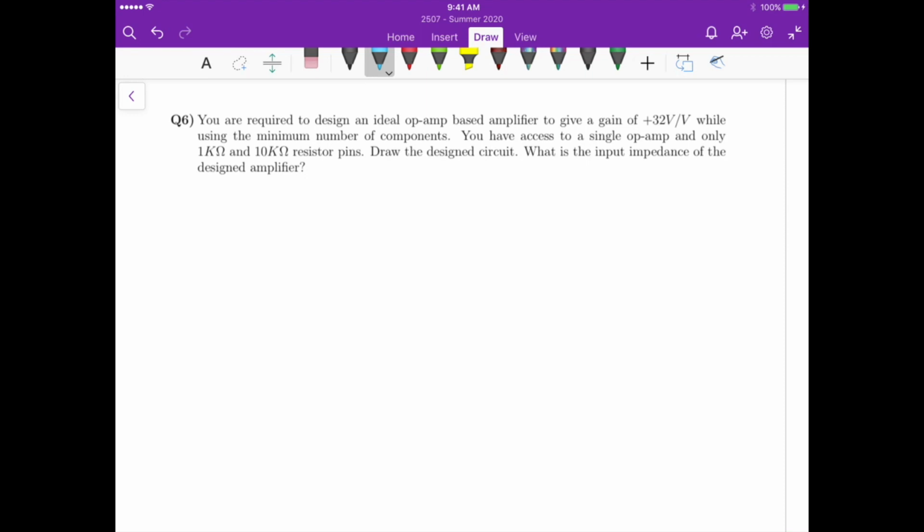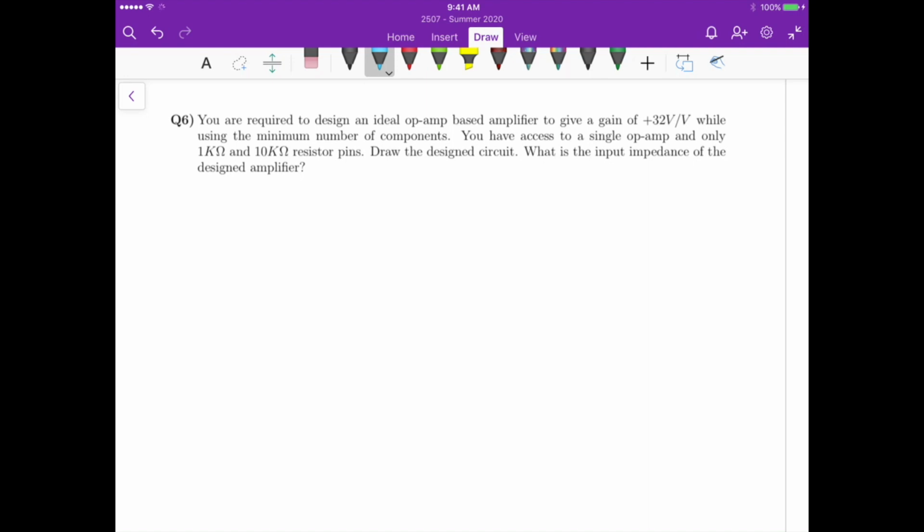Okay, for question 6, we are required to design an ideal op-amp based amplifier to give a gain of positive 32 volts per volt while using the minimum number of components. So we have access to 1K and 10K resistors, and we also have just a single op amp. Okay, so we need to draw the circuit and then find the input impedance of the designed amplifier.